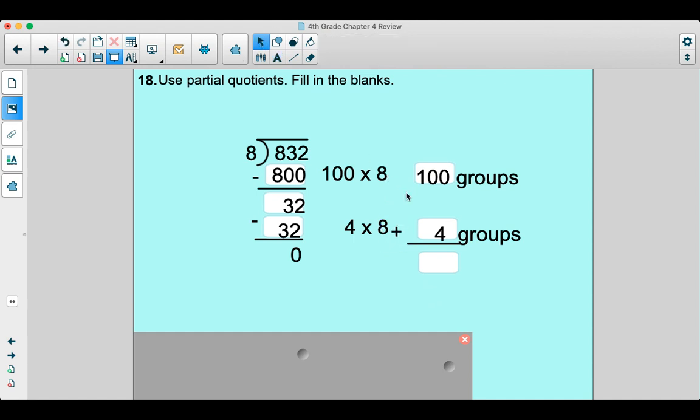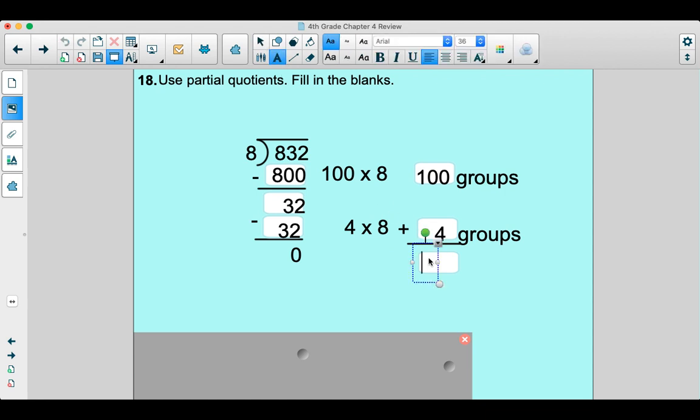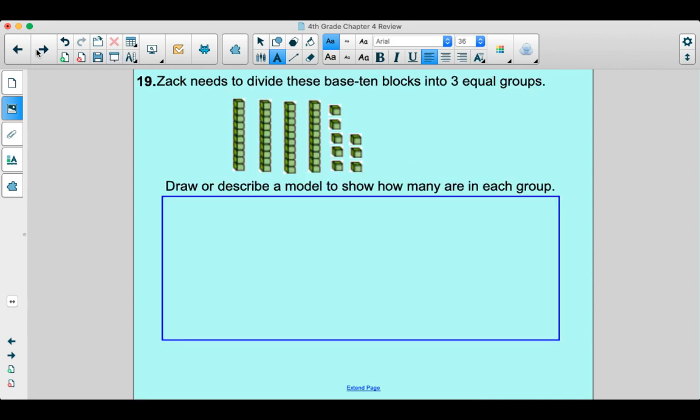Boom. We've got 104. All right, so that works for me. Partial quotients. Taking out nice big chunks that make sense to our divisor. Seems to be the theme of this unit here.